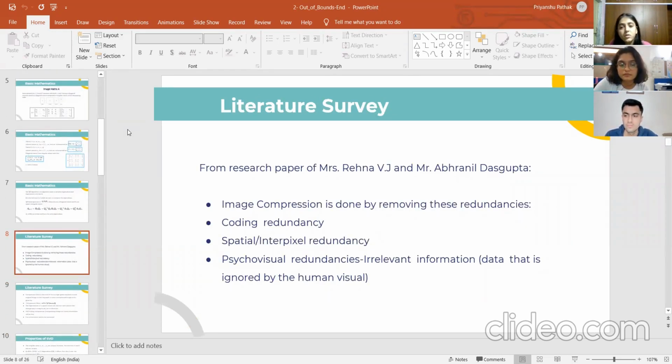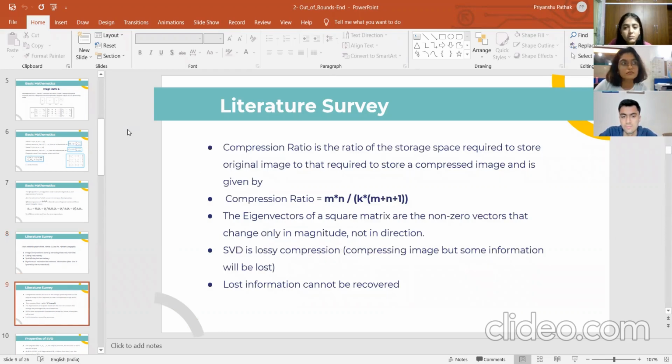Talking about the literature survey, image compression is done by removing some redundancies such as coding redundancy, interpixel redundancy, and psychovisual redundancies. Next slide. So there are some terms like compression ratio, which is the ratio of the space of the original image to the space of the compressed one. And there is the concept of eigenvectors and eigenvalues, which we have used. Also, SVD is a lossy compression, which means that after compression, the data that is removed is permanently lost.